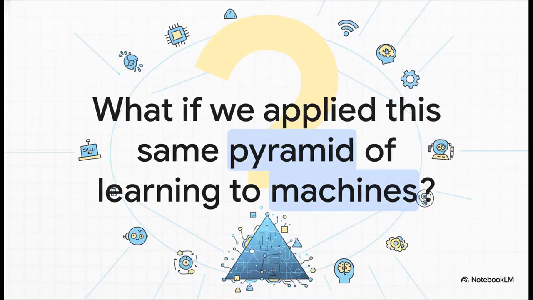And this brings us to the big what if of this whole explainer. What if we take this exact pyramid of learning and just apply it to machines? Could that give us a clear roadmap for AI? A way to see not just what it can do, but what it can't do, at least not yet? Well, the answer is a big, resounding yes.